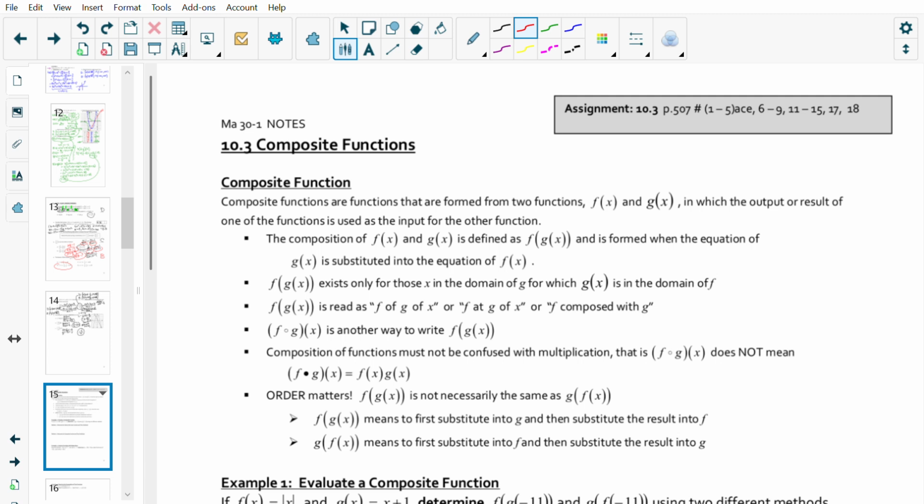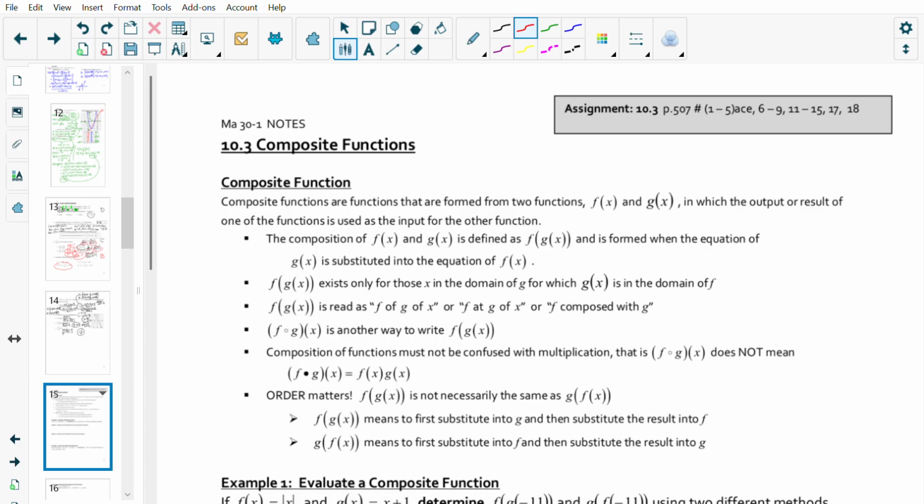Okay, we are back. Lesson 10.3, composite functions. Composite function, let's do some definitions. The composite functions are functions that are formed from two functions, f of x and g of x, in which the output or result of one of the functions is used as the input for the other function.